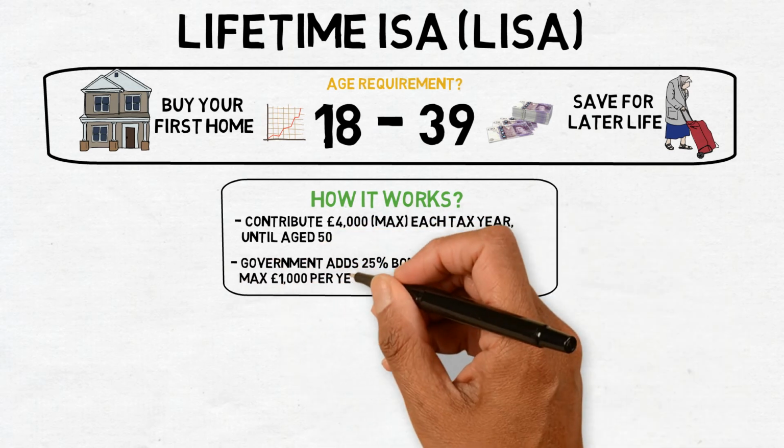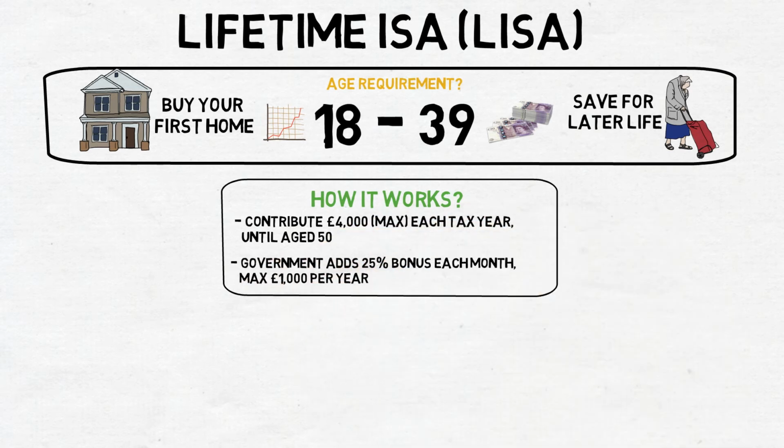The government will add a 25% bonus to your savings each month, up to a maximum of £1,000 per year. Note, this is based on the amount you deposit. Once you're 50, the government bonus stops, but you will continue to earn interest and investment returns. Remember, although you can have multiple ISAs open, you can only pay into one each tax year, and you can only receive a 25% bonus on one of them.